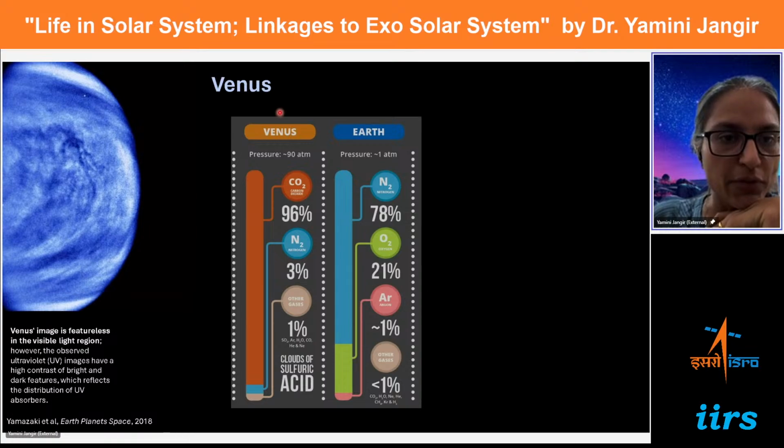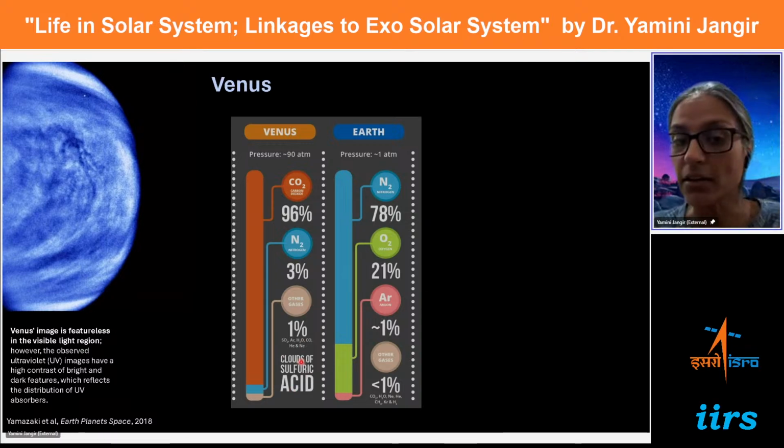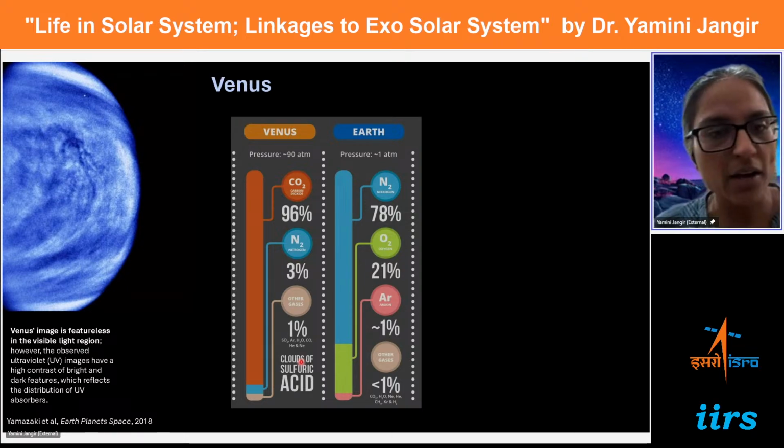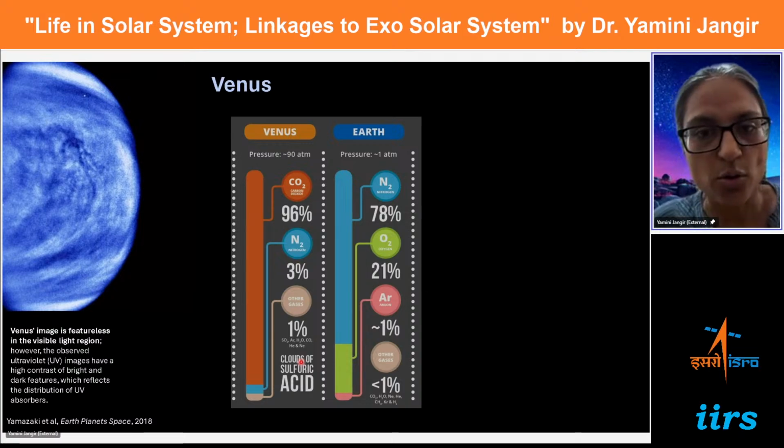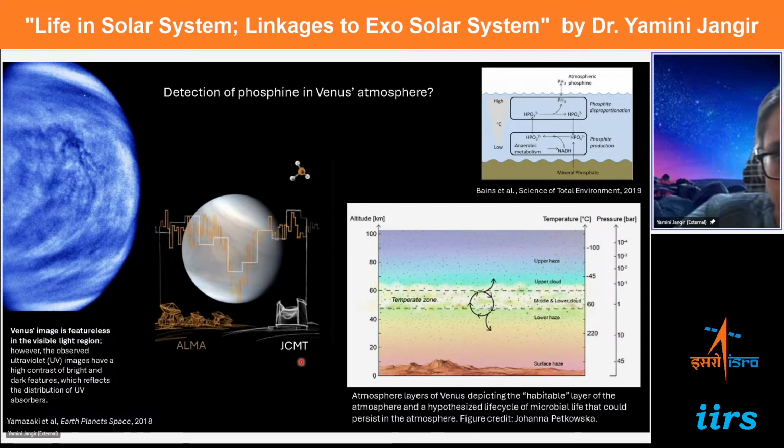But let's focus on Venus first. Venus has a lot of carbon dioxide. We have very little nitrogen compared to us, and there is a lot of sulfuric acid. Sulfuric acid technically is considered toxic for life, but there are microorganisms which can survive in acidic environments. So could there be life in the Venus atmosphere?